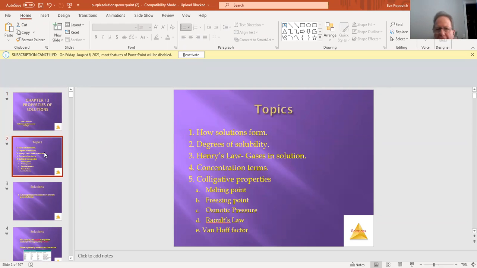So what we're going to discuss here, we're going to discuss again how solutions form, degrees of solubility. We're going to come to talk about Henry's law, gases in solution. We're going to get through some concentration terms. And then finally, we're going to deal with the colligative properties, melting point, freezing point, osmotic pressure, and Raoult's law.